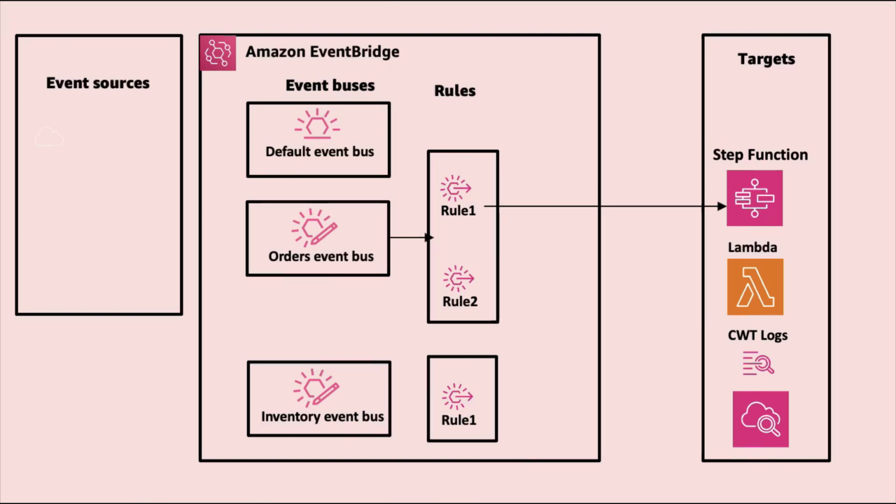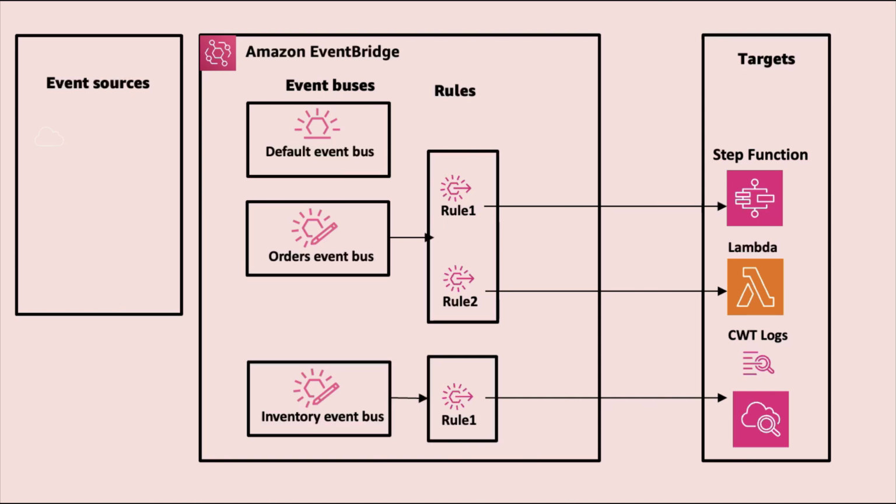Now, let us see the connections. In the orders event bus, the first rule is connected to the Step Function, and the second rule is connected to the Lambda. And in the inventory event bus, rule 1 is connected to the CloudWatch log group.